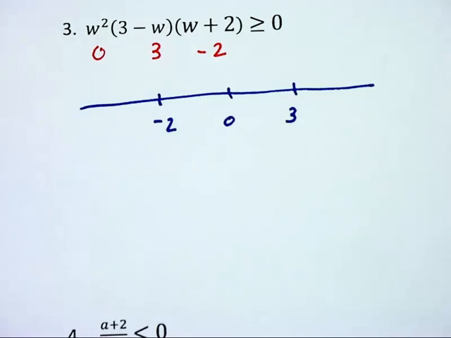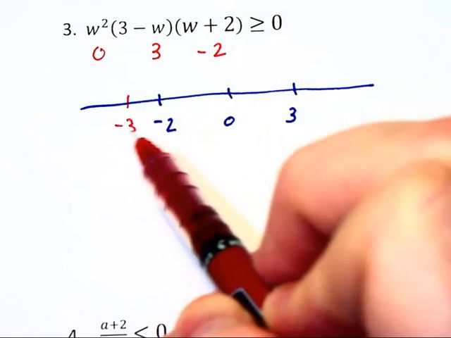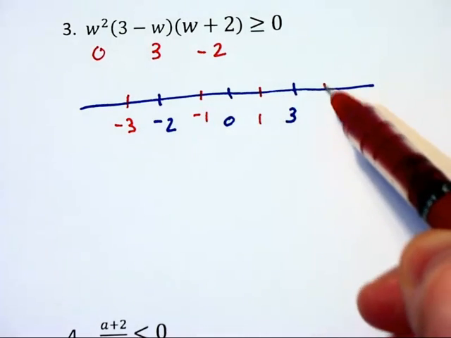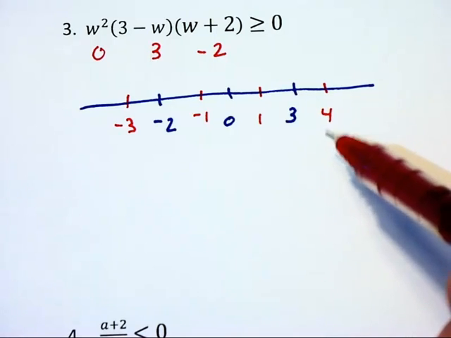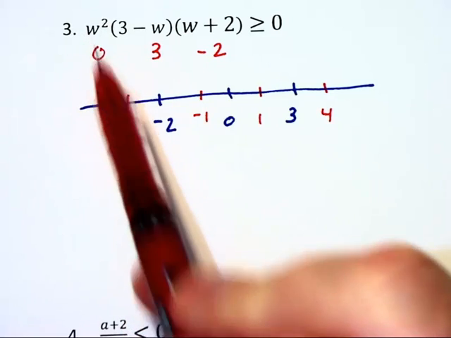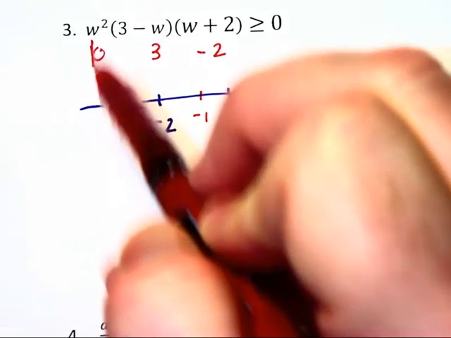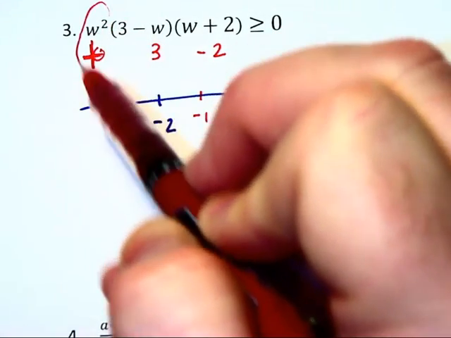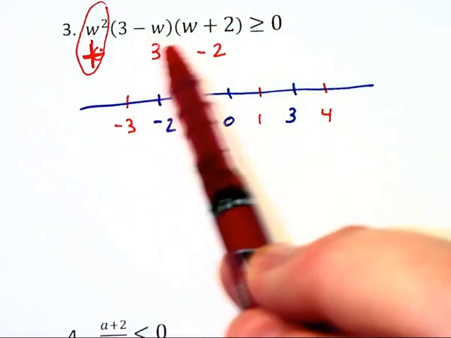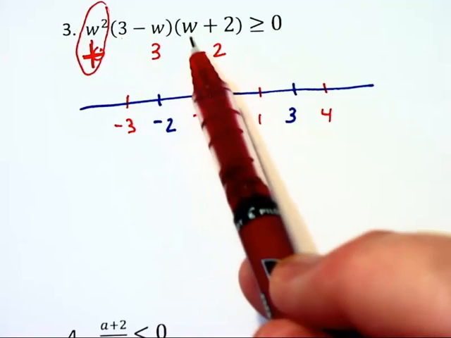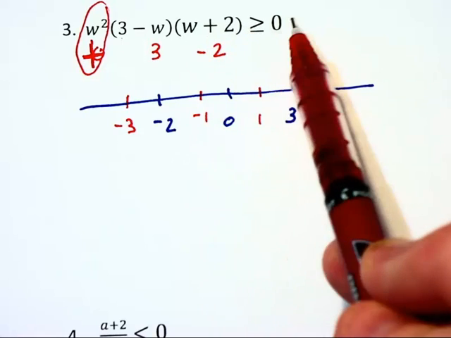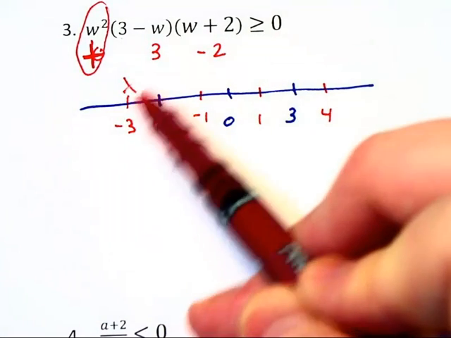And so I need 4 test points. I will choose -3 on the left, -1 in the first middle section, +1, and then +4. Now let's see what happens. When I substitute any of them into w squared, it's going to end up being a positive number for that portion of the problem, no matter what. Now let's try -3 here. 3 minus a -3, that becomes 3 plus 3, which is 6. Over here, -3 plus 2 is -1. 6 times -1 is -6, which is not greater than or equal to 0. So negative 3 does not work.